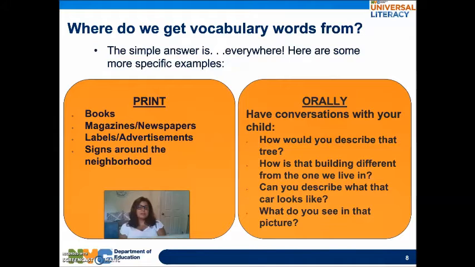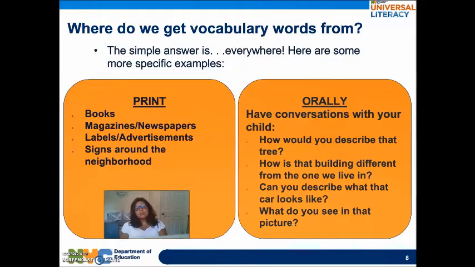Books your child can read independently, as well as books with more complex language that you can enjoy together during a read aloud. Some of my favorite memories are of snuggling with my children when they were younger as I read to them. But books aren't the only game in town. Magazines, newspapers, labels on products, advertisements, and even signs around the neighborhood provide opportunities for us to make talking about words part of our everyday life.